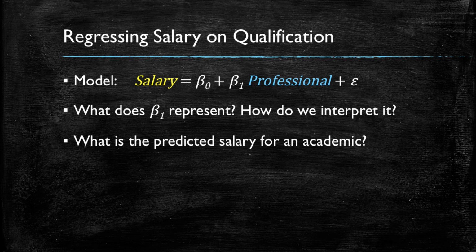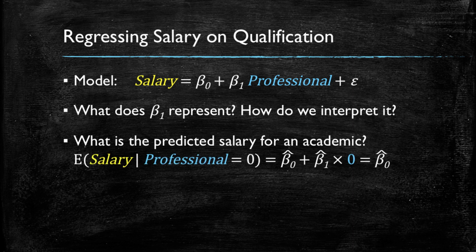And let's do some simple algebra here. What is the predicted salary for an academic under this model? Note that if a professor is an academic, then the professional variable is going to be a 0. Thus, the expected salary when professional is 0 is going to be beta 0, the intercept, plus beta 1 times 0, which means we cancel out the beta 1 and we're only left with our estimate for beta 0, the intercept. So in this case, the intercept is going to represent the expected salary for an academic when professional is 0.